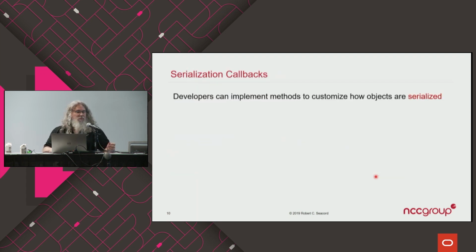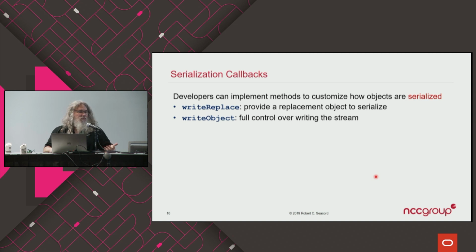So developers can implement methods to customize how objects are serialized and deserialized. There's a writeReplace method, which provides a replacement object to serialize, and a writeObject method, which really gives you full control over writing the stream. So if you were to implement a writeObject callback, you could basically preserve an entirely different object. You wouldn't have to use any of the actual fields that were defined for that object. You could write whatever you want.